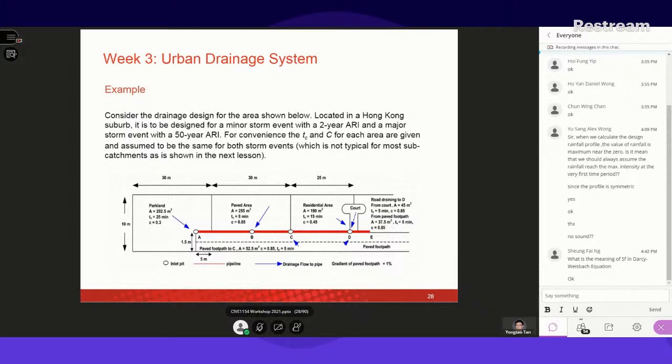This drainage design is for a minor storm event with a 2-year return period, and a major storm event with a 50-year return period. The time of concentration and the surface roughness coefficient, the runoff coefficient C, are given.